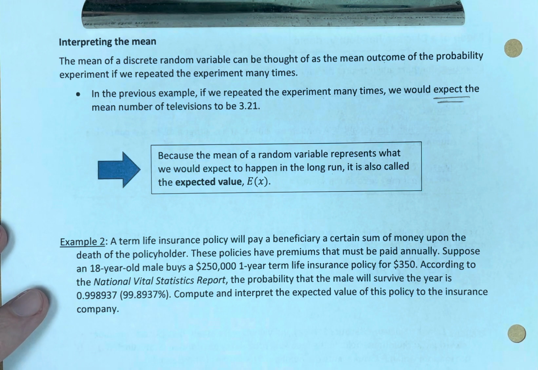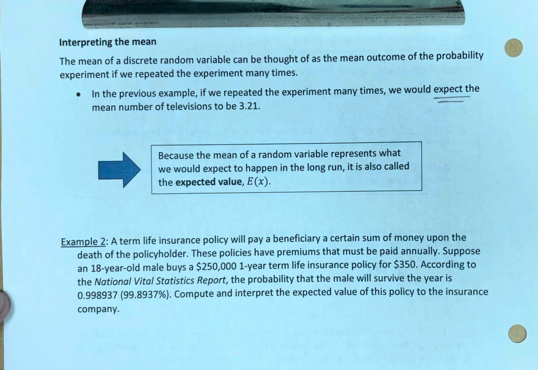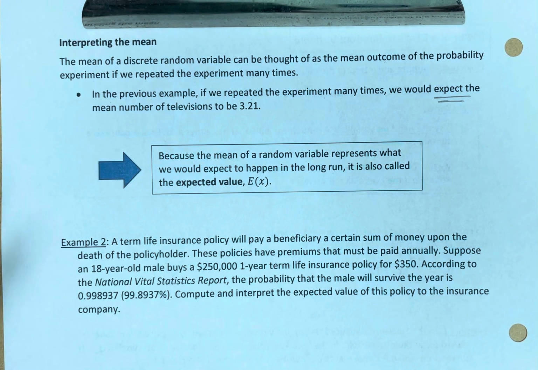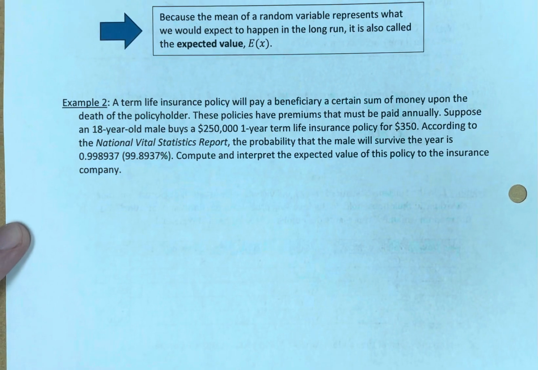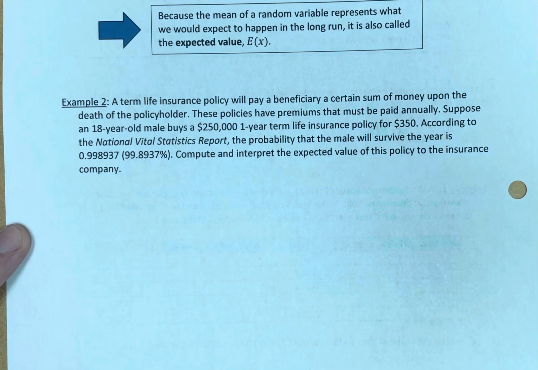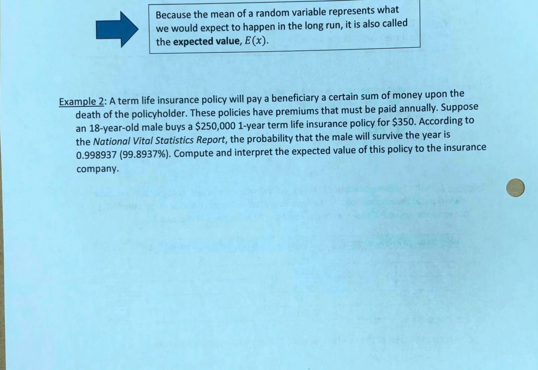What do we expect is going to happen over the long run? Well, we expect over the long run that the average number of televisions is going to be a little over 3 per household. Over the long run, the expected value. That comes into play in both business as well as probability games, going to Las Vegas, etc.